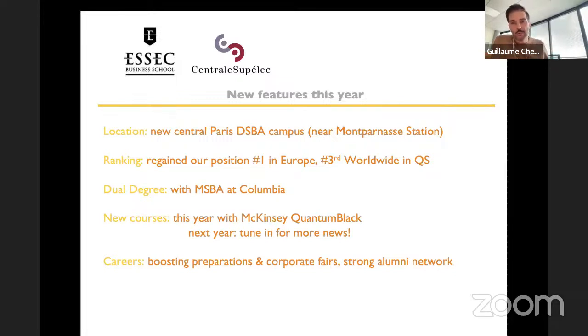So we have a new campus in downtown Paris, very central, so that you really enjoy the life of Paris and you don't have too much commuting. In rankings, we've regained our position as number 1 in Europe in QS for the 2024 ranking.